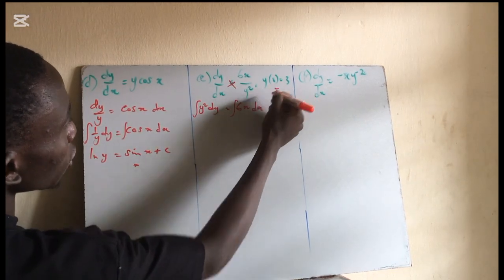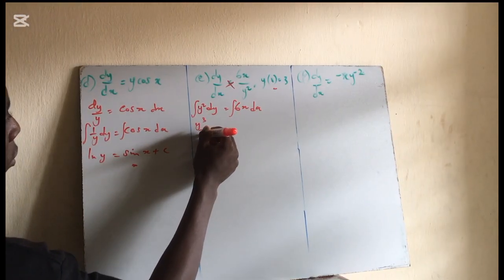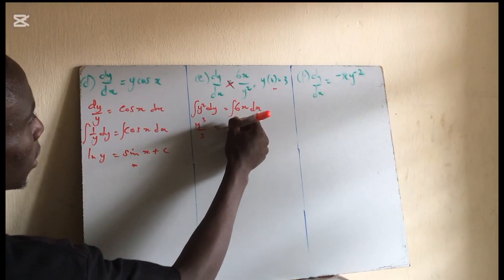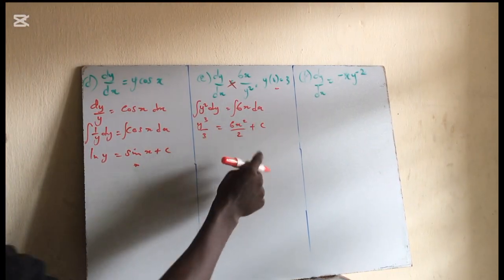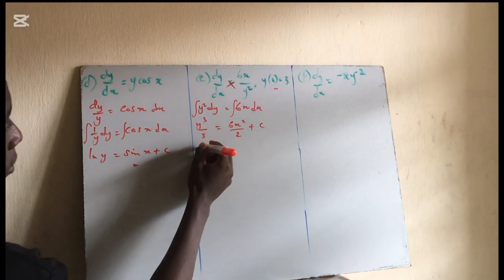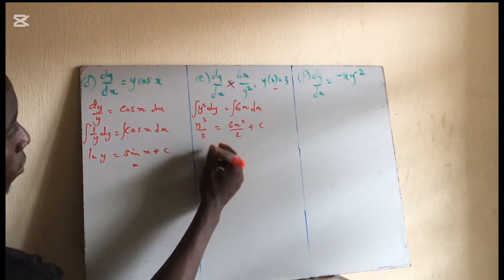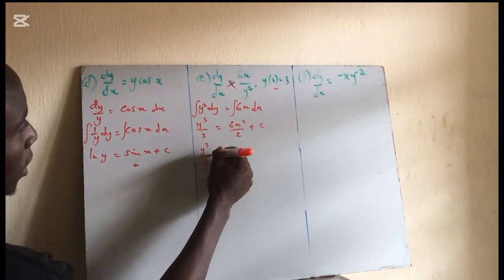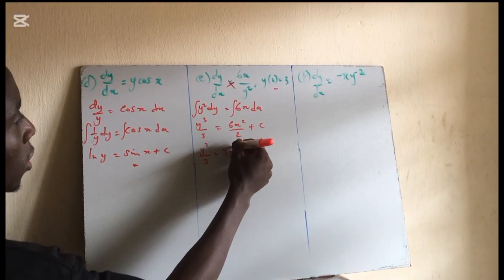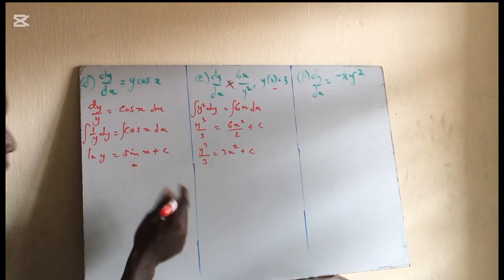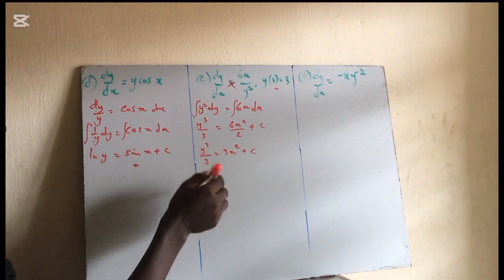Here too they gave us a limit, so we are targeting the constant. Now this will be y raised to power 3 over 3. Then here we'll be having 6x raised to power 2 over 2 plus c. Remember, x is always taking the constant. Now we want to isolate y, but we can still simplify this further. We just say y cubed over 3 equals 6 divided by 2, that will be 3x raised to power 2 plus c. Now we want to isolate y, so we multiply both sides by 3.